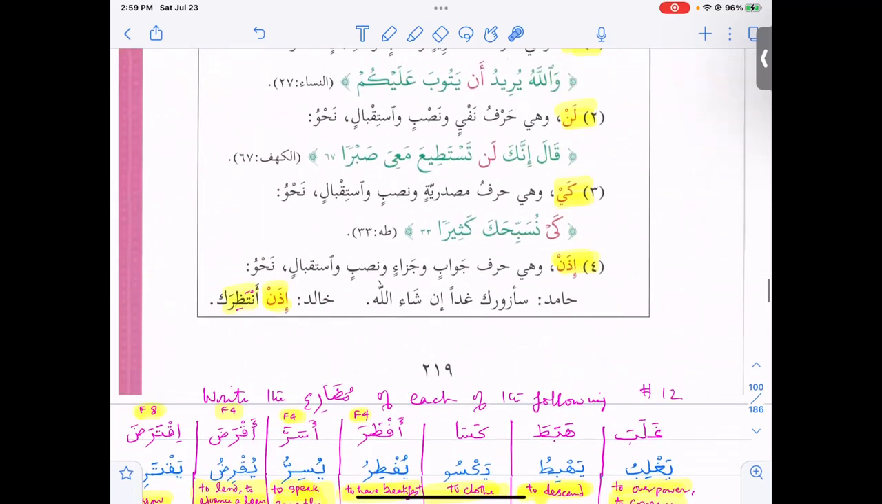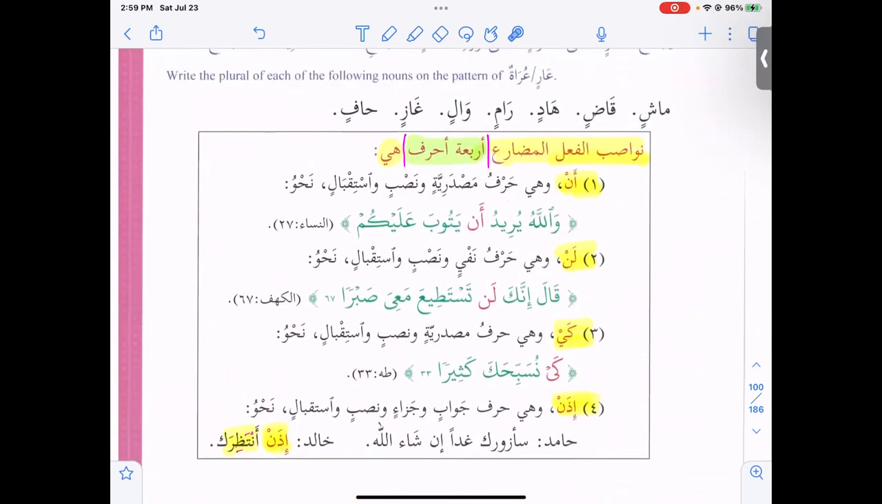But before I go away, this is the last thing that Dr. Abdurrahim wants us to understand. Nawasibu fi'lil mudari. Nawasibu means those particles that make the fi'l mudari mansub. They are arbaatun arufun. There are four particles.